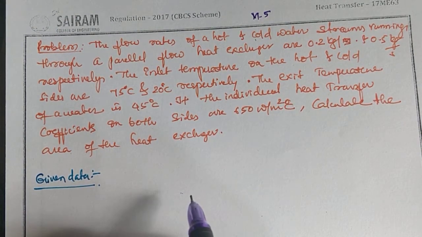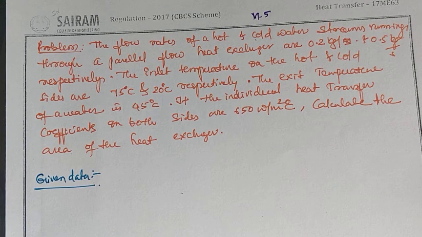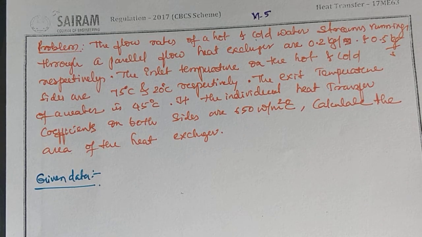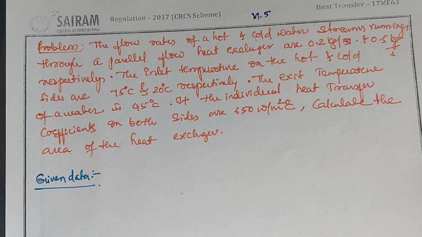The flow rates of the hot and cold water streams running through a parallel flow heat exchanger are 0.2 kg per second and 0.5 kg per second respectively. The inlet temperatures on the hot and cold sides are 75 degrees centigrade and 20 degrees centigrade respectively. The exit temperature of the hot water is 45 degrees centigrade. If the individual heat transfer coefficients on both sides are 650 watt per meter square degree centigrade, calculate the area of the heat exchanger. In this problem we are going to calculate the area required for that heat exchanger.